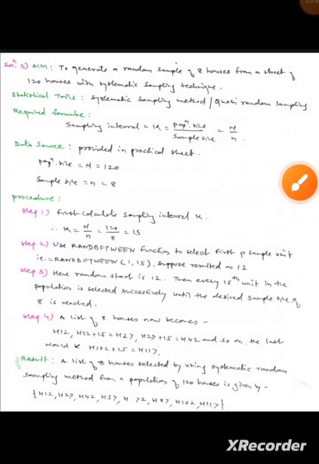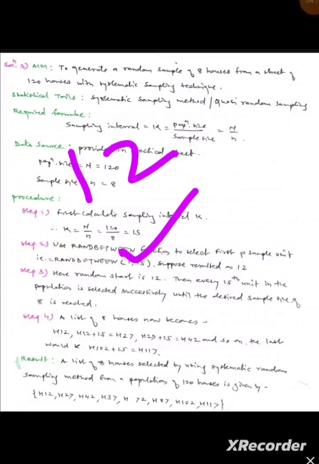Suppose the value is 12. Therefore here my starting point is 12, and that starting point is nothing but my random start. So the random start is 12. Then every 15th unit. Why 15th unit? Because my sampling interval is 15. Therefore, when we start with my starting point as 12, every 15th unit in the population is selected successively until the desired sample size of 8 is reached.